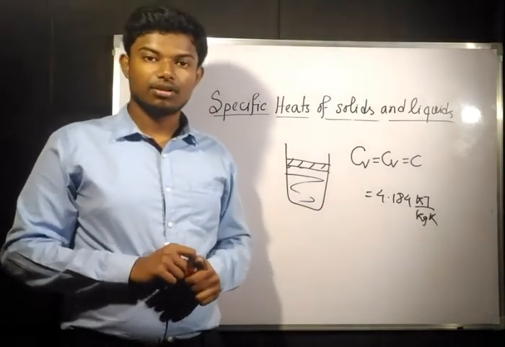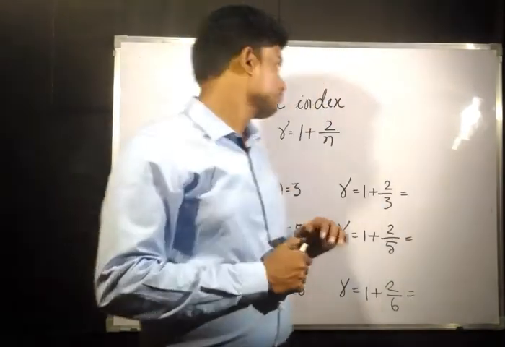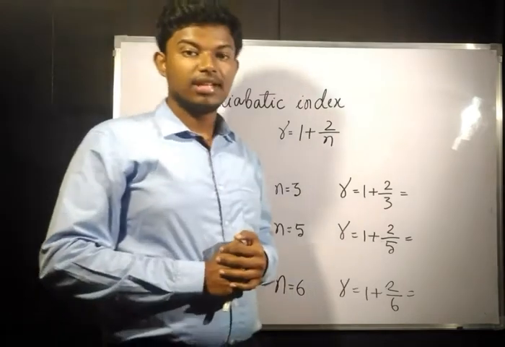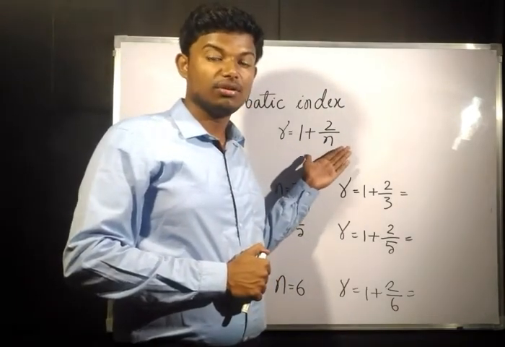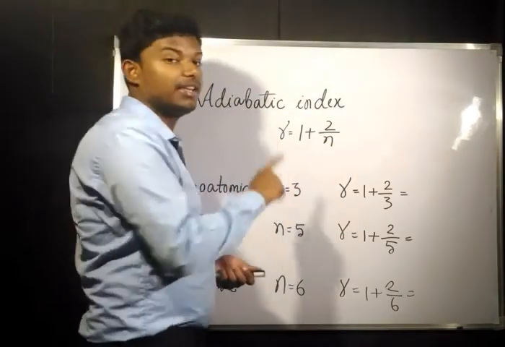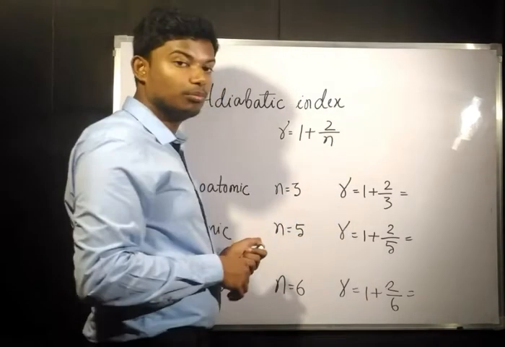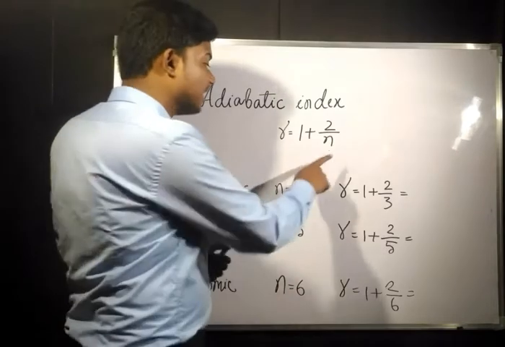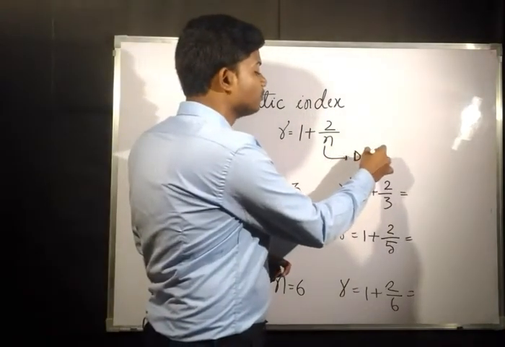The next thing is that the adiabatic index can also be written as 1 plus 2 by n. Now this is nothing but an experimental relation which the scientists have found out, to find the gamma even if Cp and Cv are not given, by reading the characteristics of molecules, or the degree of freedom of the molecules. Here n is the DOF, or degree of freedom of molecules.